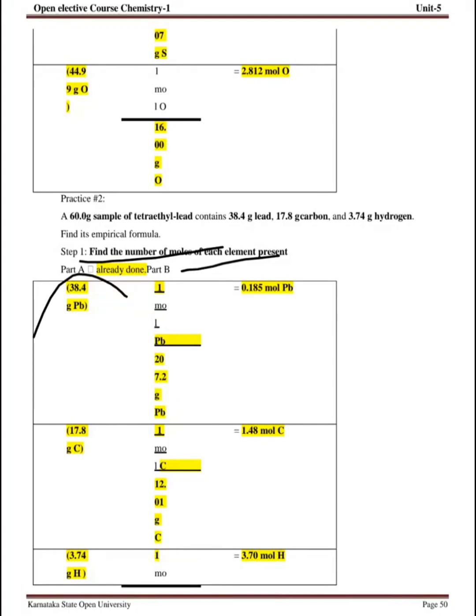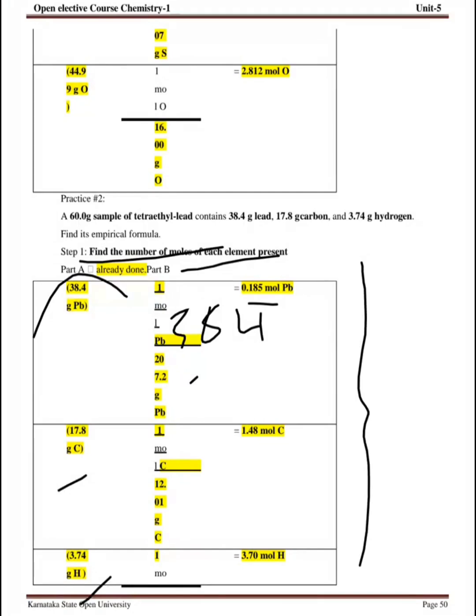The molecular weight of lead is 207.2. So 38.4 divided by 207.2, you will get the moles, 0.185. The same is done for carbon and also for hydrogen; they have calculated. You have to know, they have given some examples here.